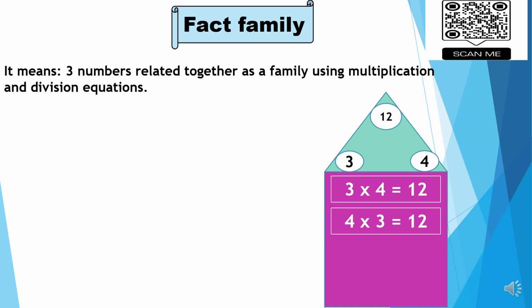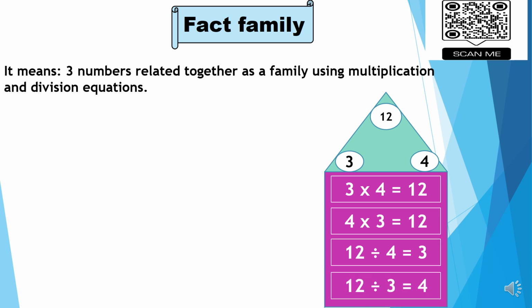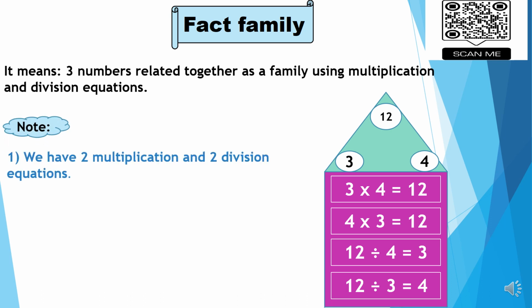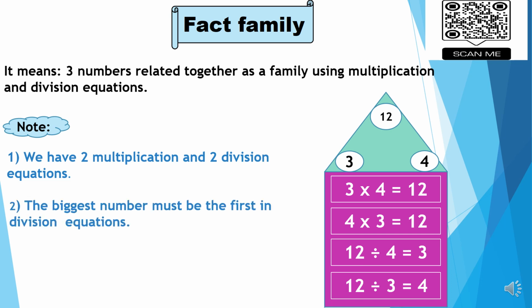In division equations, we must put the big number first. We must write 12 first. So 12 divided by 4 equals 3. And the next one will be 12 divided by 3 equals 4. So we will note that we have two multiplication equations and two division equations. Number 2, the biggest number must be the first in a division equation.